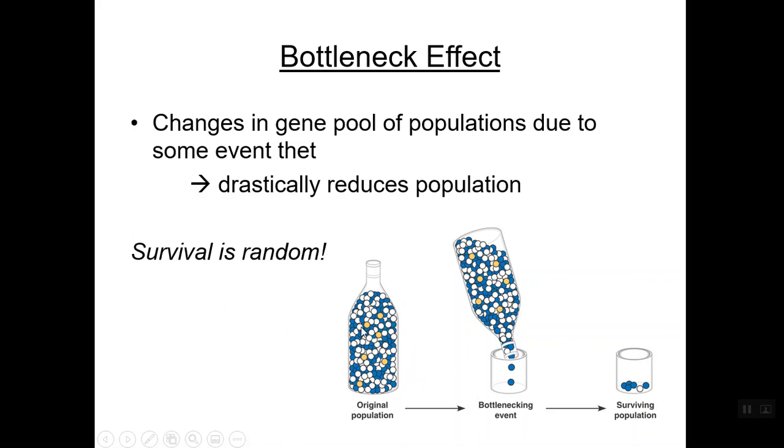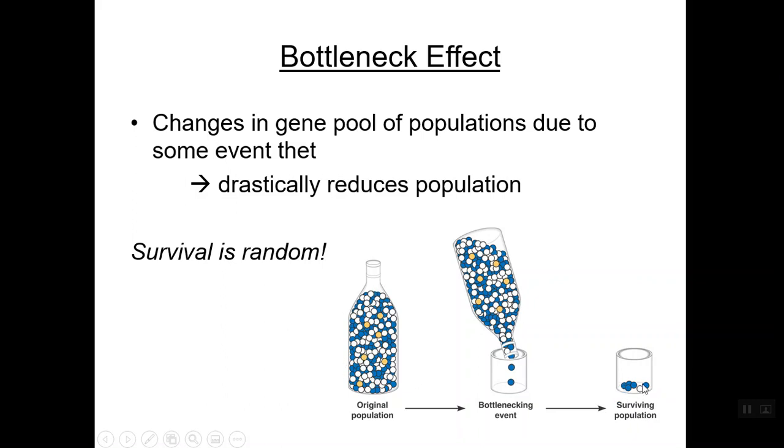Now imagine that for some reason you flip this bottle and you just take out of this bottle just a few candies. This could be a bottlenecking event, for instance, a catastrophic event, a fire or an avalanche that kills most of the population in that place, and only a few individuals survive. And just by random chance, just like shown here, the surviving population doesn't have the same allele fraction or frequency as the original one.